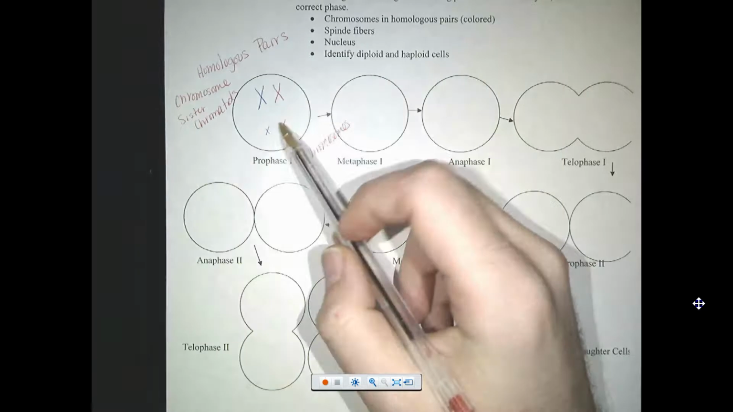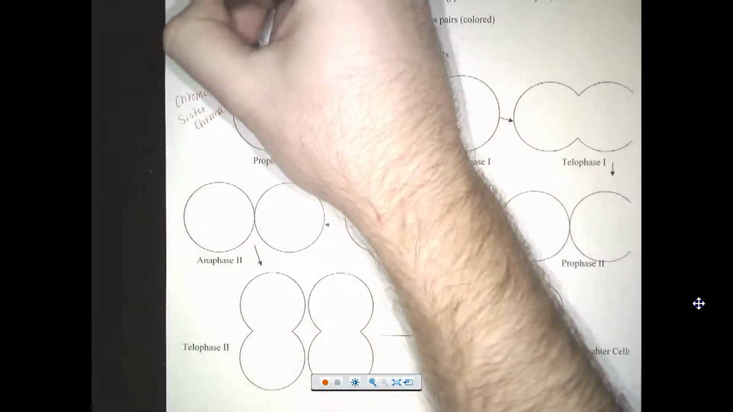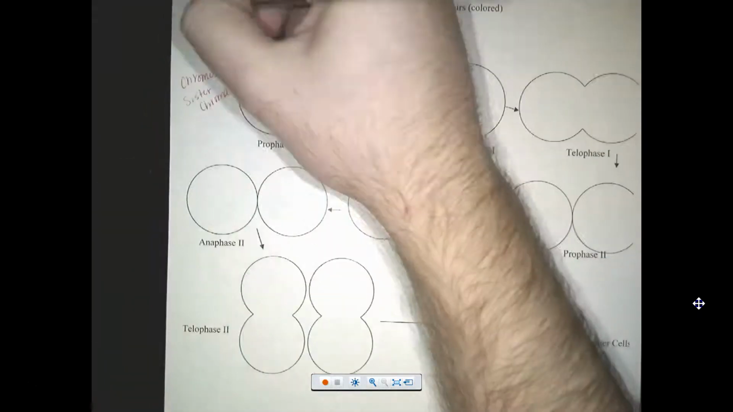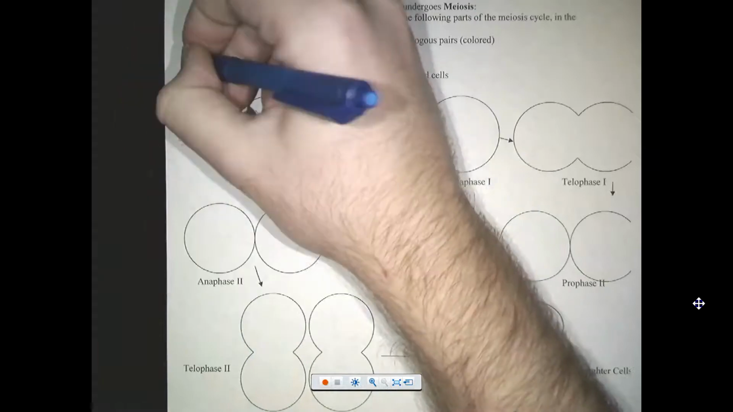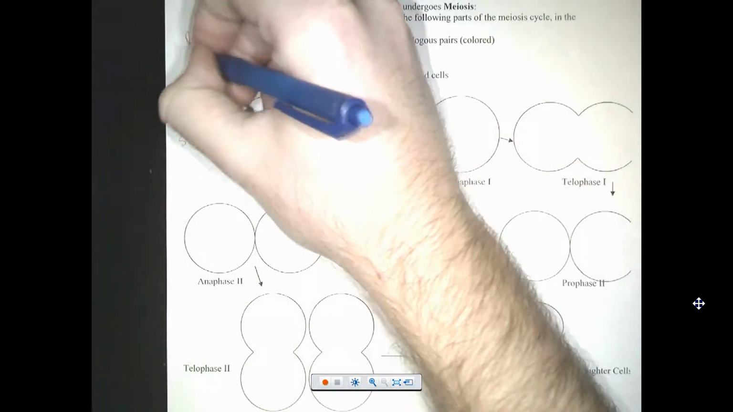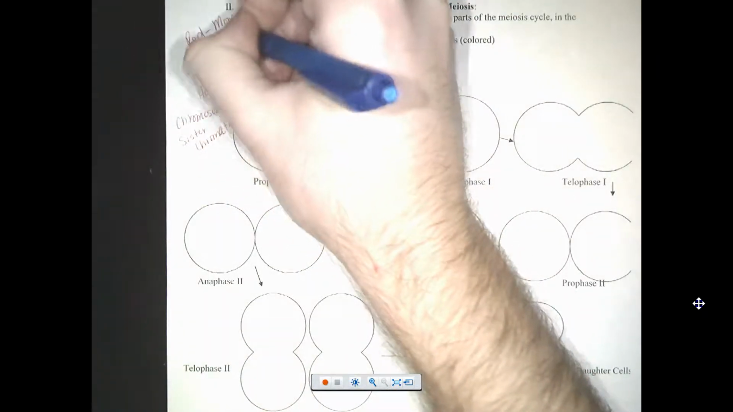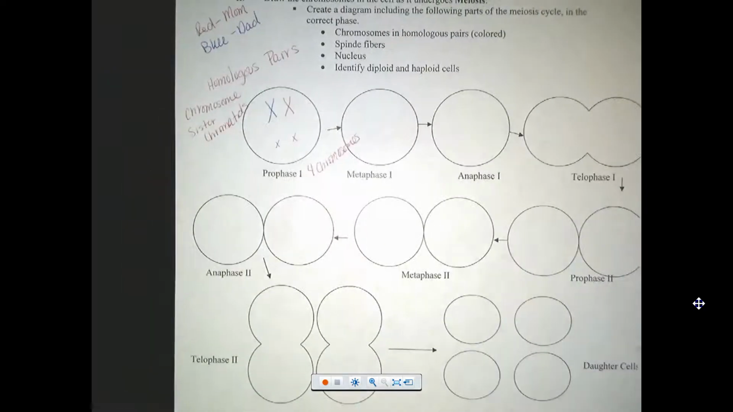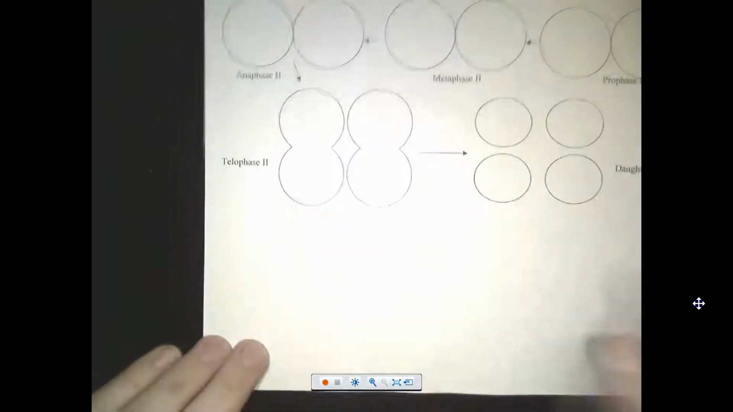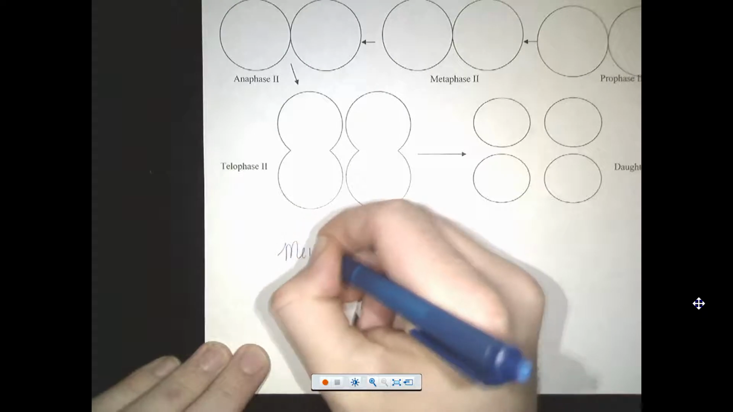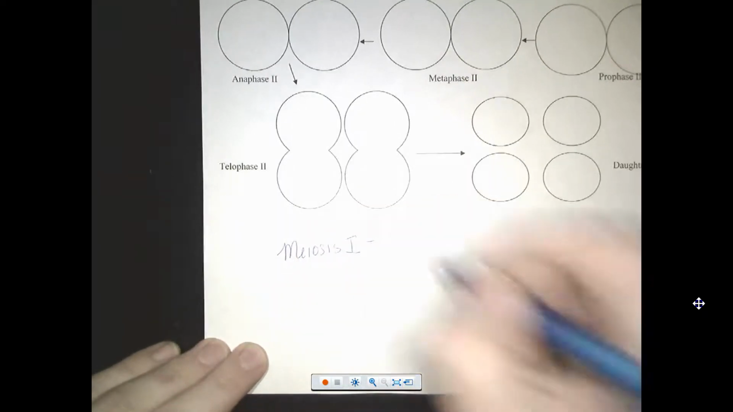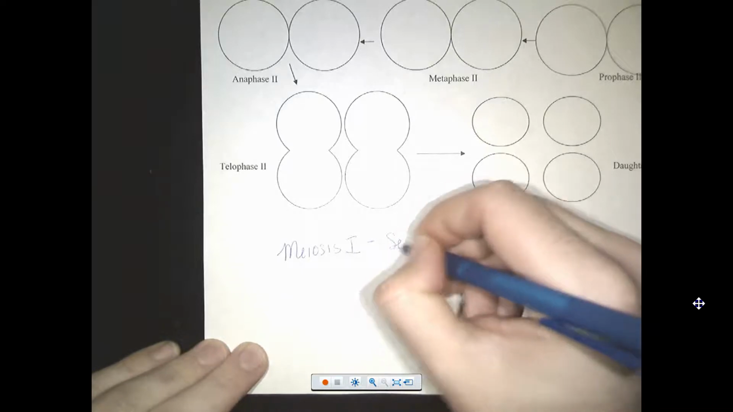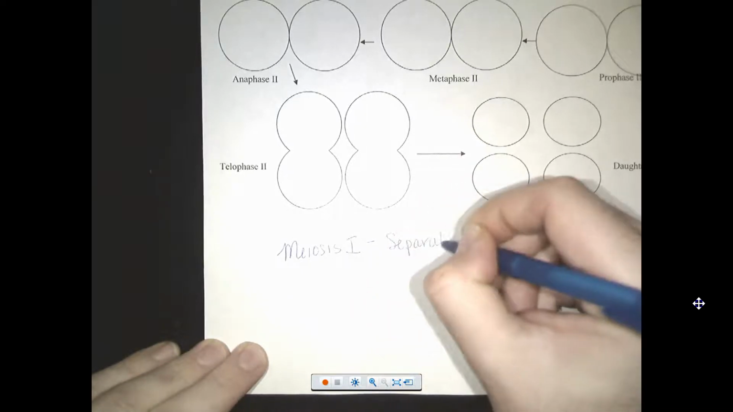So for the sake of what we're going to do here today, we'll say that anything that's in red, that's the set of chromosomes that comes from the mom. Right? And anything that's in blue, we'll say that's the set that comes from the dad. So during prophase 1, right, if we're in prophase 1, we are in what we call meiosis 1, because there are 2 divisions that happen. The goal of meiosis 1 is to separate homologous pairs.